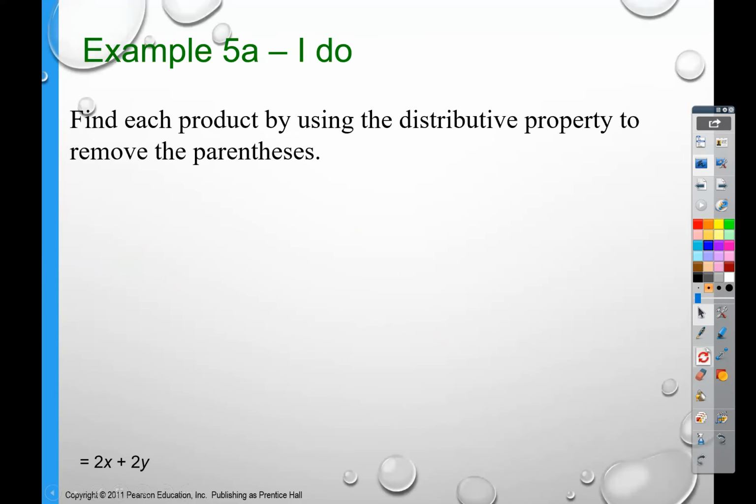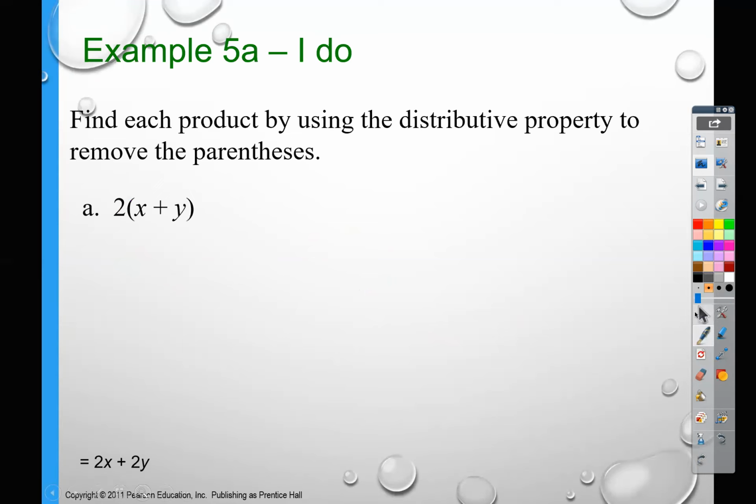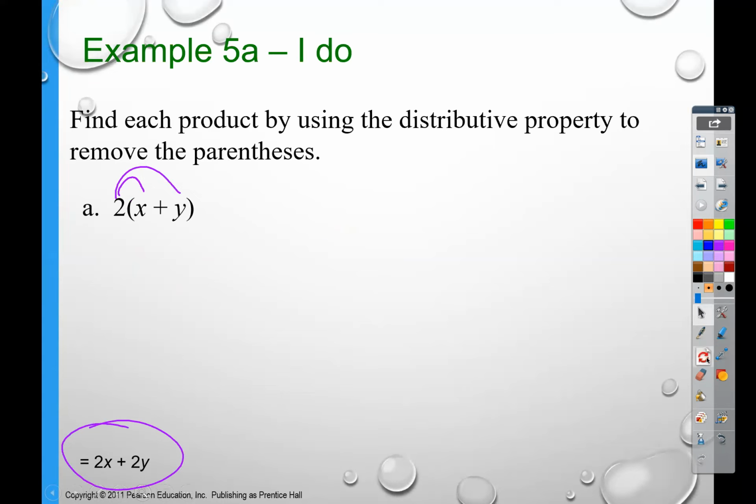Okay, next one, find each product by using the distributive property. So I'm going to go ahead and multiply the 2 times the x and the 2 times the y, and I would get 2x plus 2y. I am going kind of fast because most of this should be a review from pre-algebra, if not all.